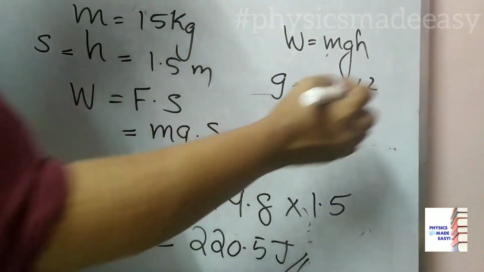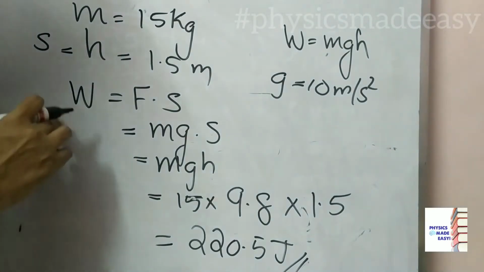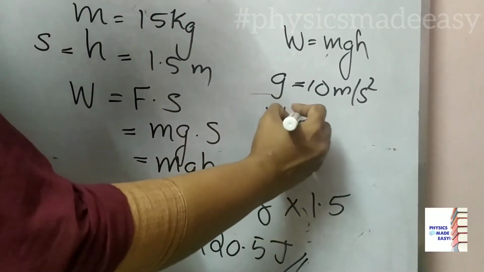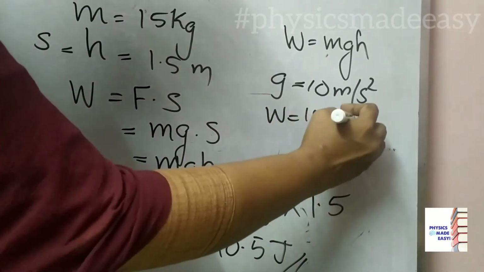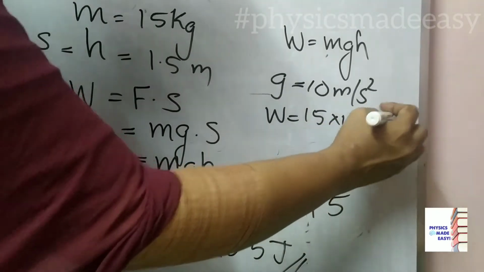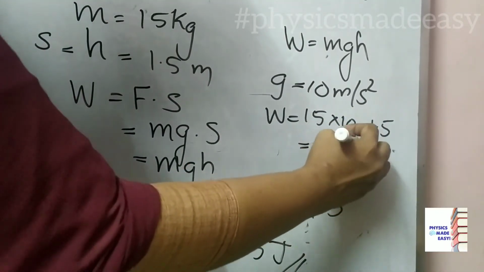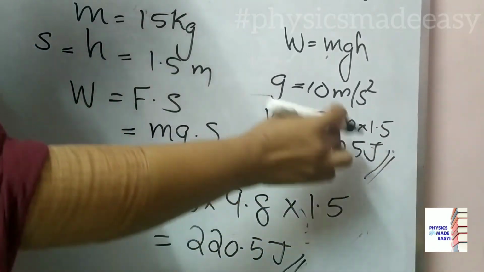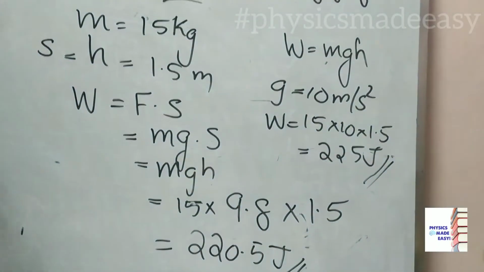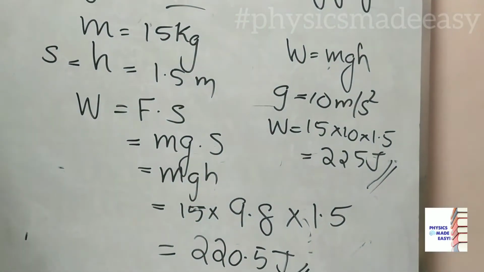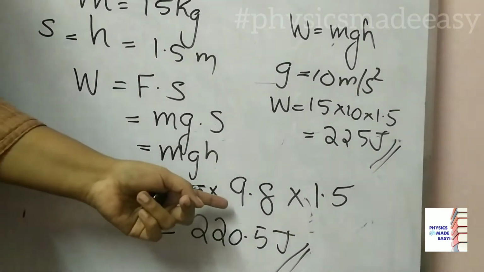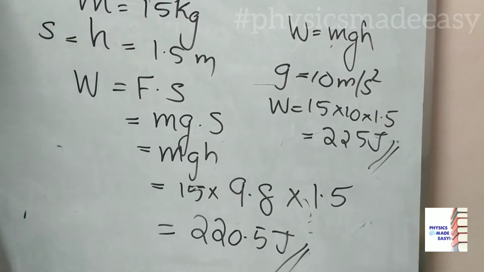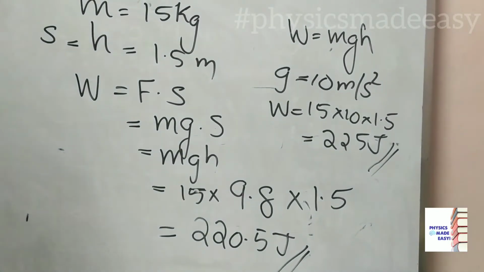Children, in your textbook it is taken as g is equal to 10 meter per second square. If you are substituting that 10 there, that way you will get work done is equal to 15 into 10 into 1.5. That way you will get this as 225 joule. If it is given as 10 meter per second square, that time only you have to take that value for doing the problem. Otherwise, you have to use this 9.8 meter per second square, that is the acceleration due to gravity. Okay.